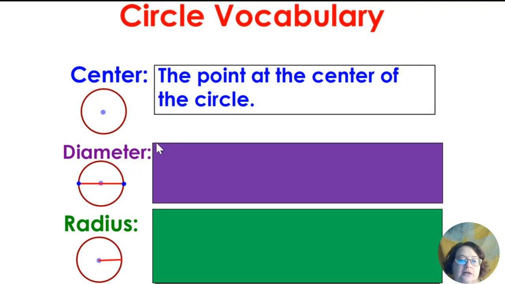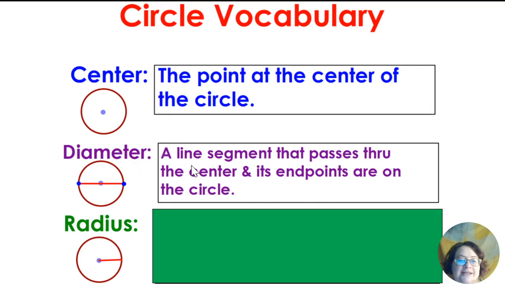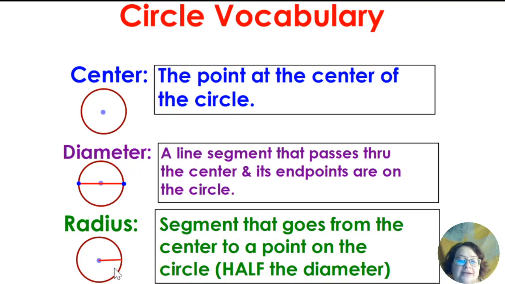Our diameter is a line segment that passes through the center and the endpoints are on the circle. The radius goes from the center to a point that is on the circle. The radius is exactly half of the diameter.